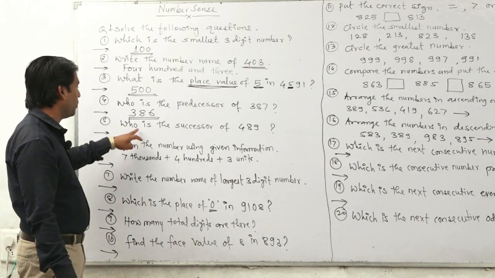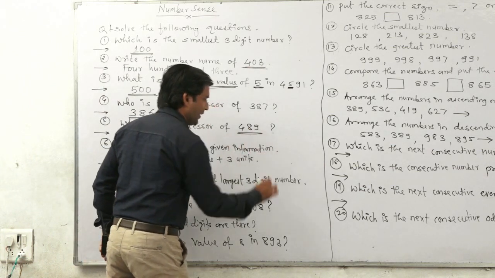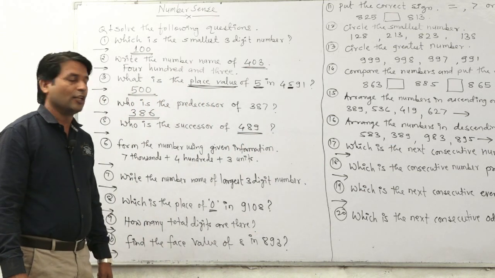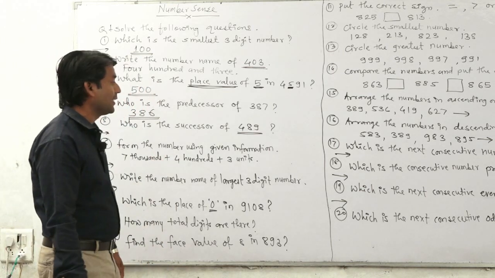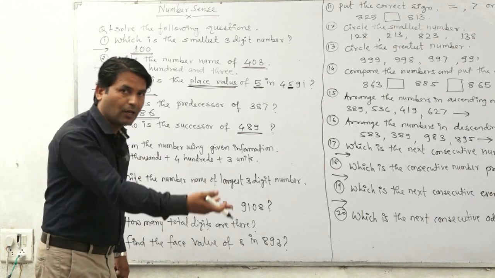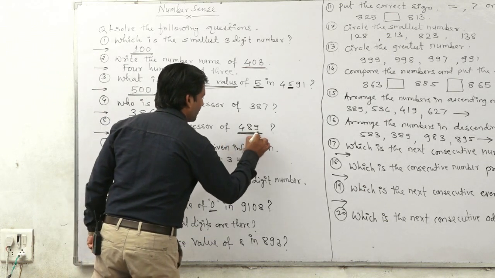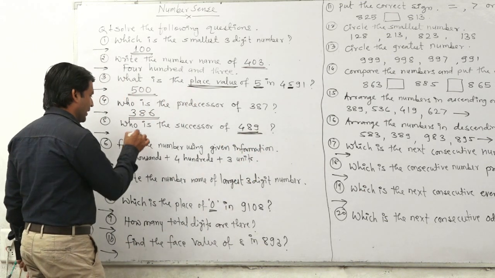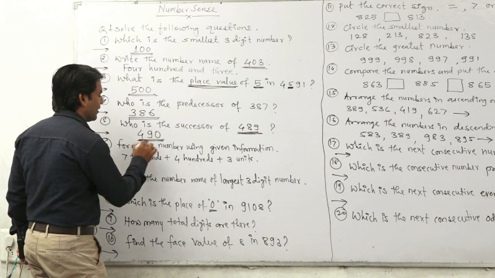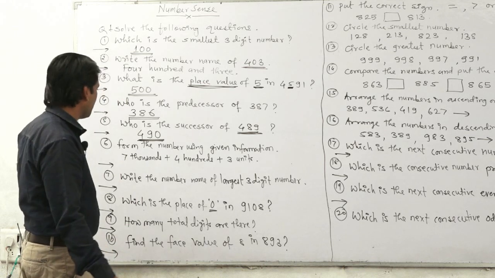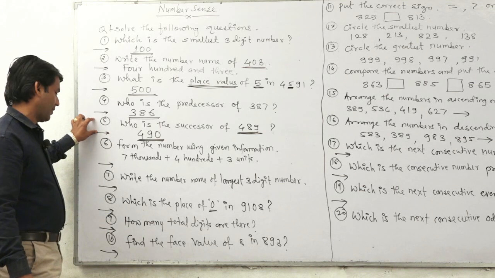After that, the next question. In the same way, what is the successor of 489? Then what is meant by successor? In the last video I told you successor means nothing but the after number. So the successor of 489 is 490. This is your answer. Okay. So we got the answer of the fifth one.